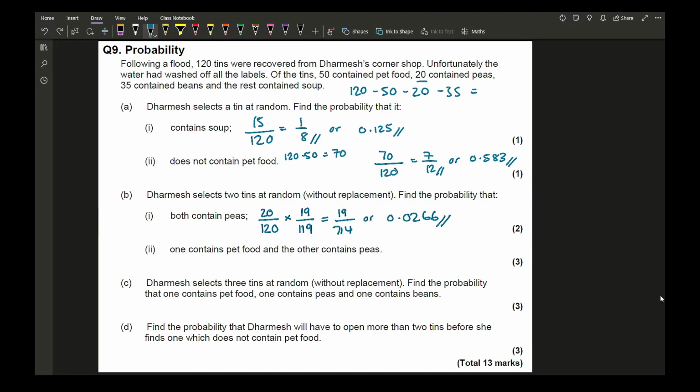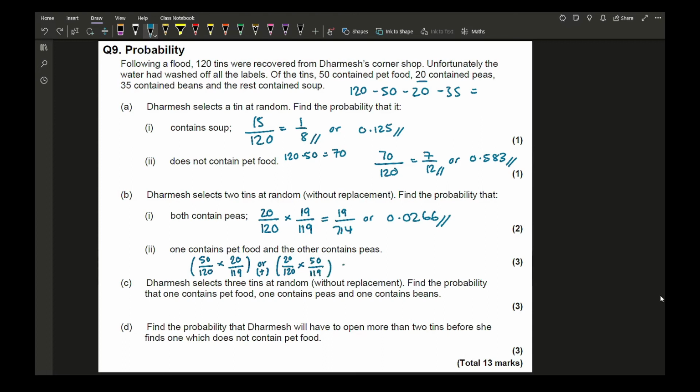Then it says one contains pet food and the other contains peas. Now, one contains pet food. Well, that's going to be 50 over 120, and the other contains peas, which is 20 over 119. Mathematically, probability-wise, plus, I could have it the other way around. So I could have the peas being selected first and the pet food selected second.